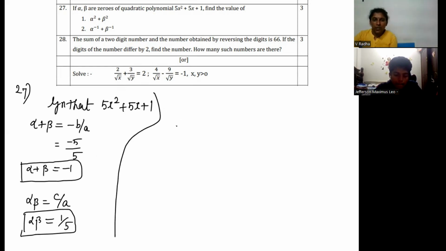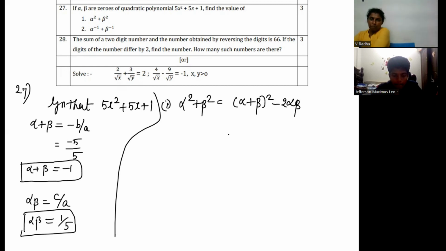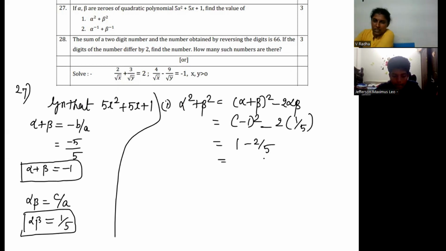Then we move to division number 1: alpha square plus beta square, which is alpha plus beta the whole square minus 2 alpha beta. Now we substitute alpha plus beta as minus 1, the whole square, minus 2 times alpha beta, which is 1 by 5. Simplify it, we get 1 minus 2 by 5. Taking LCM, 5 minus 2 is 3 by 5. This is division number 1 answer.